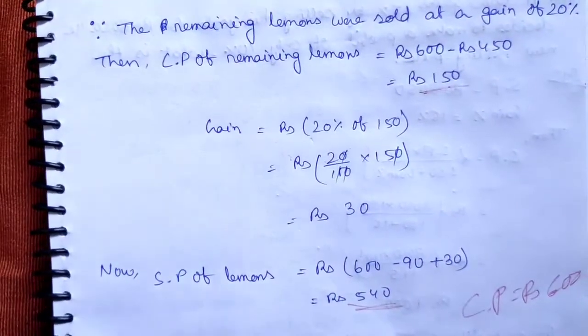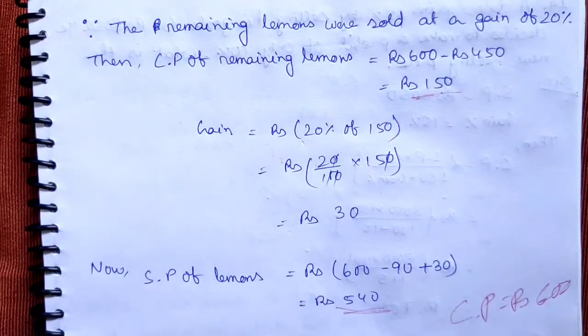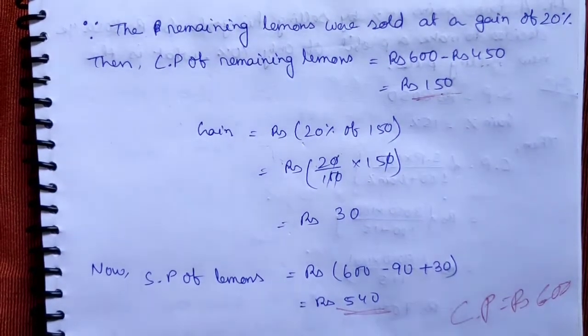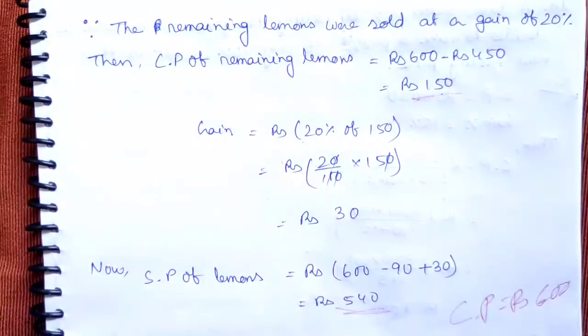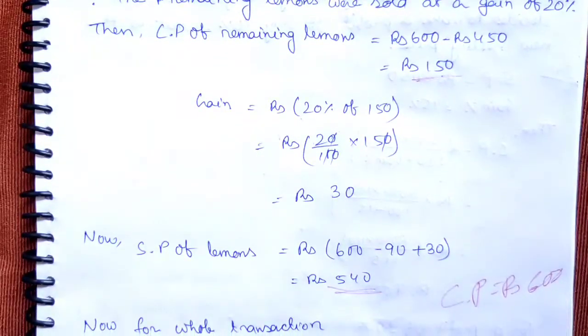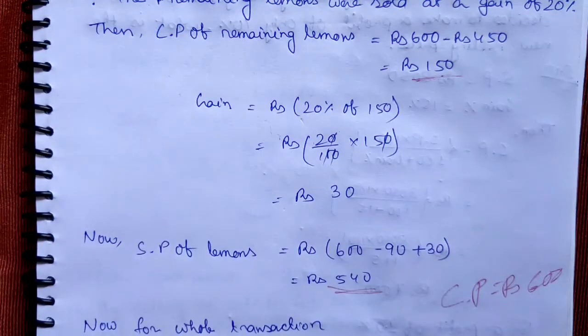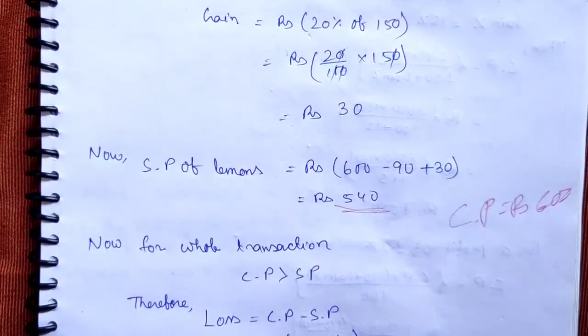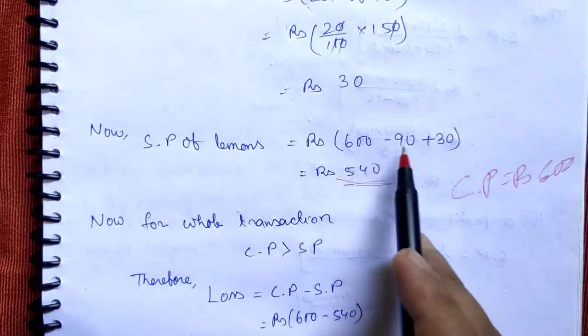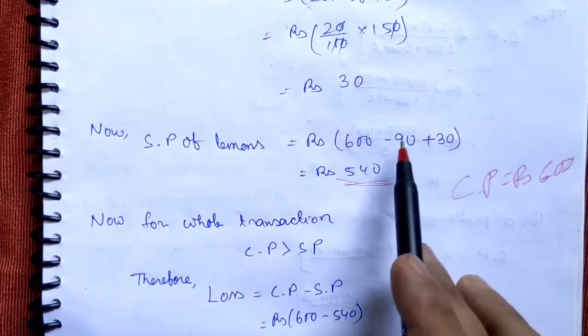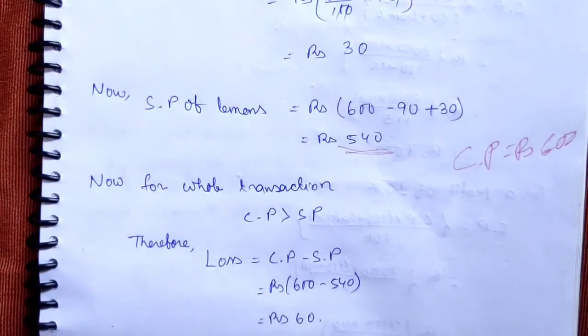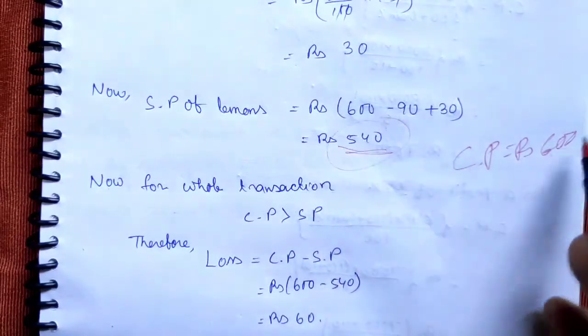Of this 150 he made a 20% gain. Okay, he gained 20% of 150. After this, clear? Okay, so 20% of 150 is how much? Rupees 30. Okay, so SP means what? CP minus loss plus gain. Okay, so SP is how much? 600 plus 30 is 630 minus 90 is 540. Okay, so 540 is our selling price, and cost price was 600.